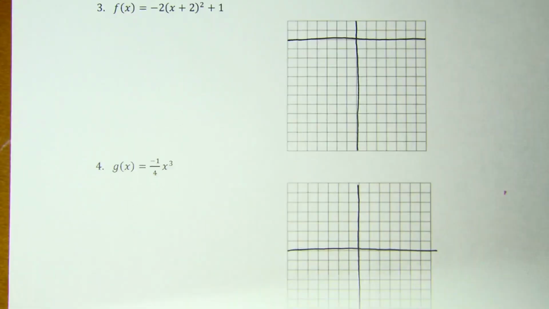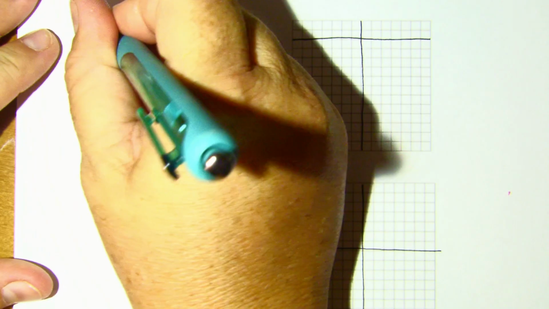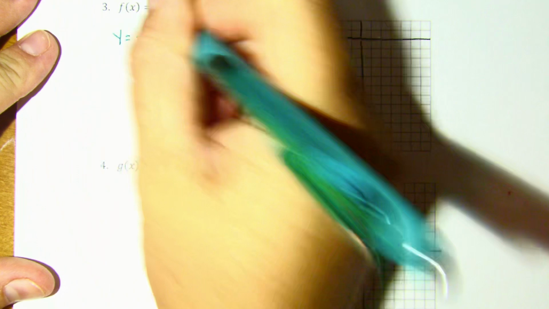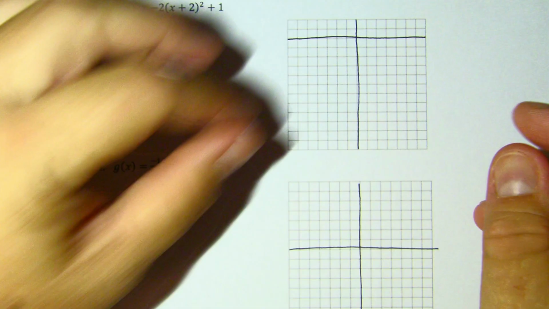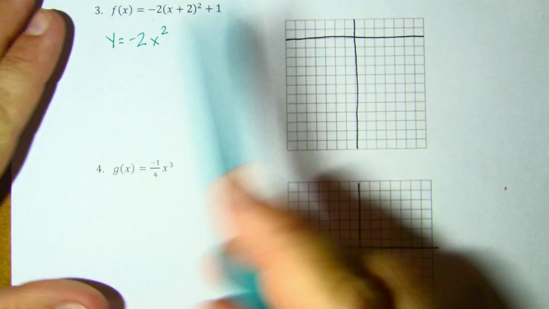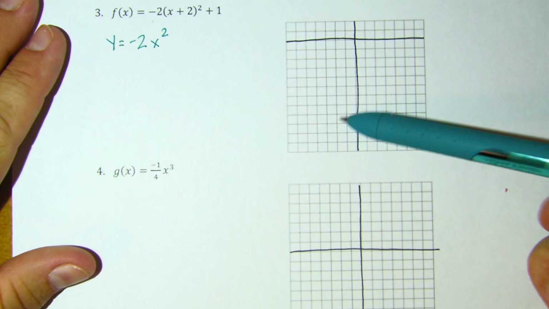Let's practice a couple more, and then that'll be the end of this video in this section here. So we have negative 2 times x plus 2 squared plus 1. And that parent graph would be the x squared function. But I'm actually going to have us use y equals negative 2x squared. And the reason why is because this negative 2 up front does two things. The 2 stretches our graph vertically, and the negative reflects it across the x-axis.